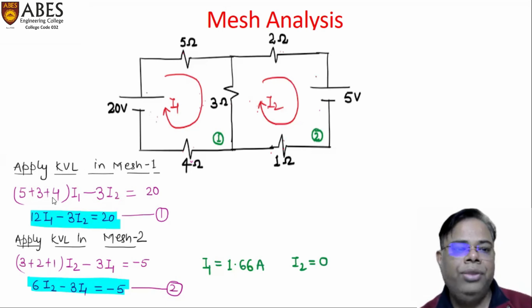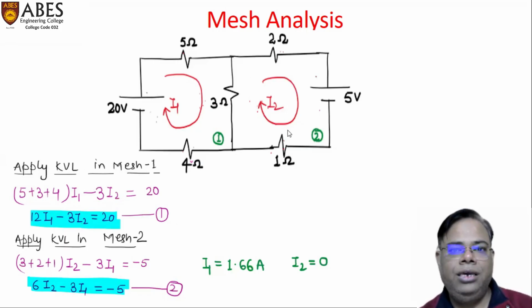After simplifying this equation, you can see here this one is 12 I1. 12 is the total sum of these resistances that are associated with mesh 1, and 3 ohm is the resistance that is common between mesh 1 and mesh 2. Minus 3 I2 is equal to 20. 20 is the voltage source associated with mesh 1. So this one is equation 1.